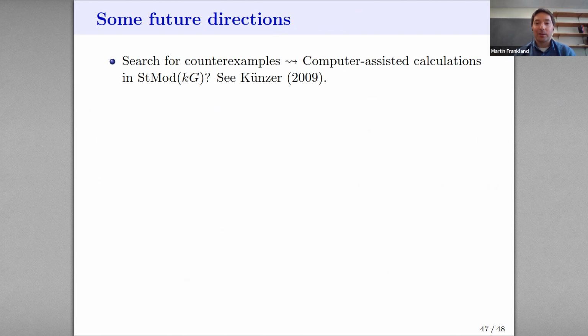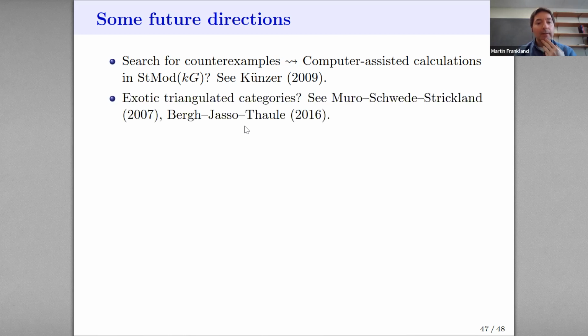So we're thinking that we should try some computer-assisted calculations. And there's this paper of Matthias Künzer where he produced some weird counterexample in stable module categories using Magma, so using some computer-assisted calculations. Some of you in the room are experts in stable module categories, so I would love to hear if you're familiar with maybe more recent developments in computer algebra and some useful computational tools for stable module categories. I would love to hear about that. I haven't really looked into that or contacted Matthias Künzer.